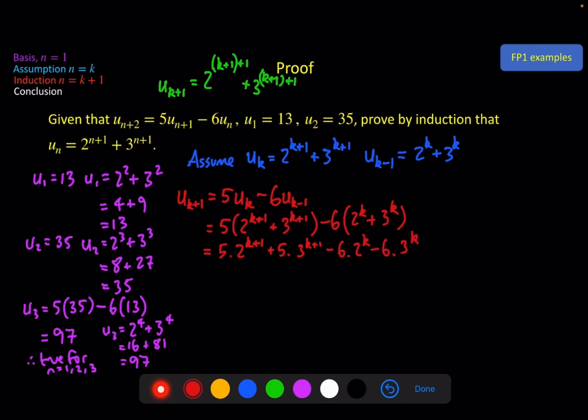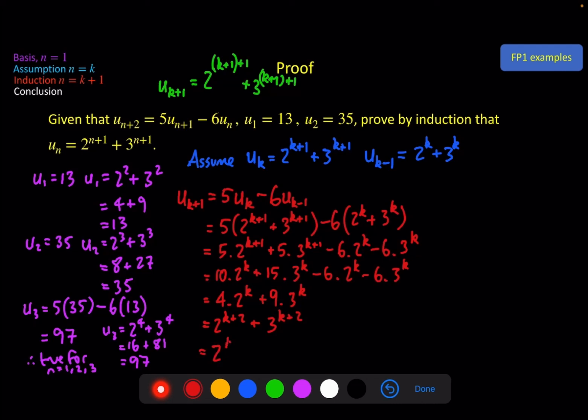Then use my indices rules in order to get these so that they can interact. I'm going to want 2 to the k and 2 to the k, so I'll pull one of these 2's out the front and make that a 10. Same with this one, pull a 3 out, make that a 15, so I get 3 to the k. Then I can put these together, and that will give me 4 lots of 2 to the k, and 9 lots of 3 to the k, and 4, of course, is 2 squared, and I can put that into the index here and have 2 to the k plus 2. And 9 is 3 squared, so I can do the same thing here.